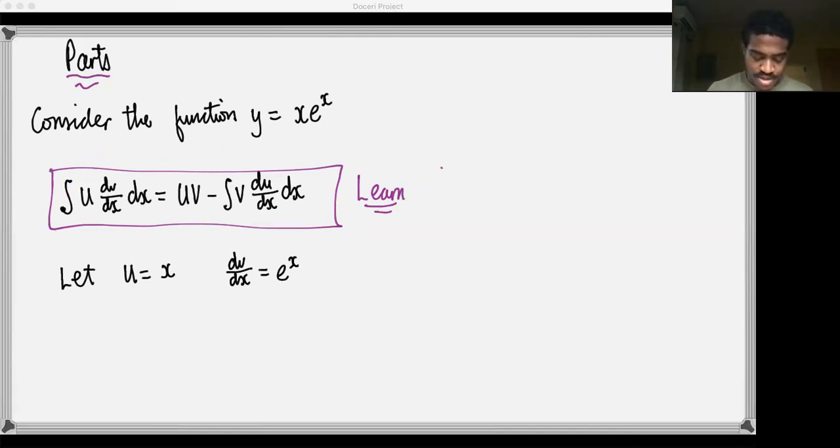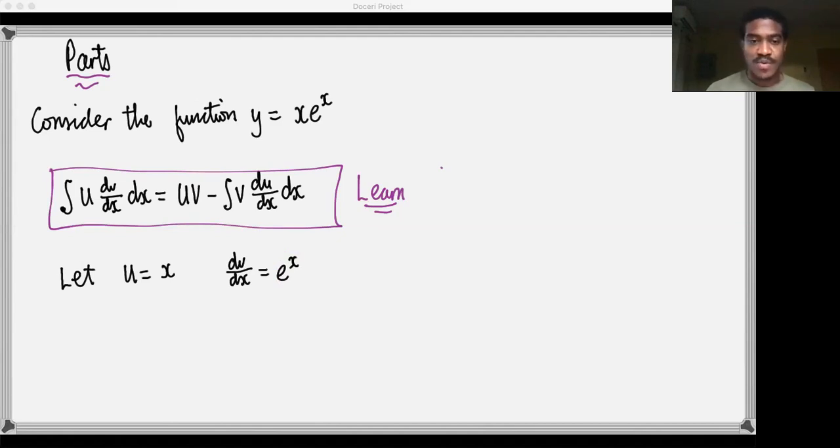Cool, great. The next thing we need to know where the formula is concerned is what we let be our u and our dv on dx. That's this here. From this, we need to figure out which one of them we want to be u and which one we want to be dv on dx. As you could see here, I let u be x, and I let dv on dx be equal to e to the x.